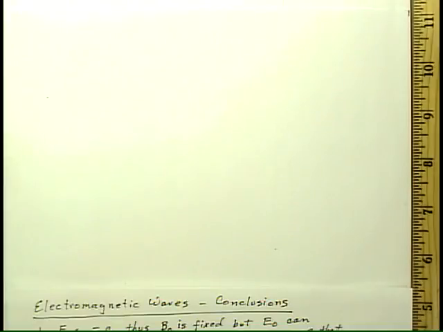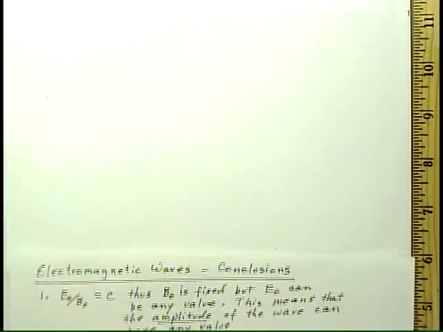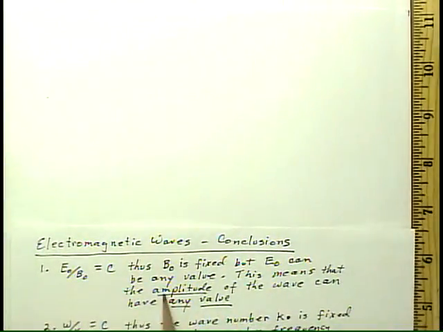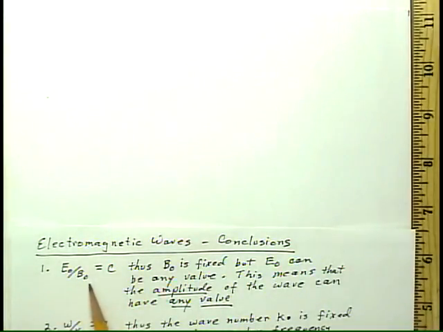First, let us bring together all of the conclusions that we have made from the derivation on the last page. First of all, we found that E naught over B naught must be equal to the constant c. And what this does is allows us to have any value whatsoever for E or B, but this ratio determines what the other constant is. So, for example, we could let B naught be any value. Then E naught is c times B naught, and it's determined. That means the wave as a whole can have any amplitude, but we may not have an independent amplitude for both the electric and the magnetic field. The ratio of the two must always be the speed of light.